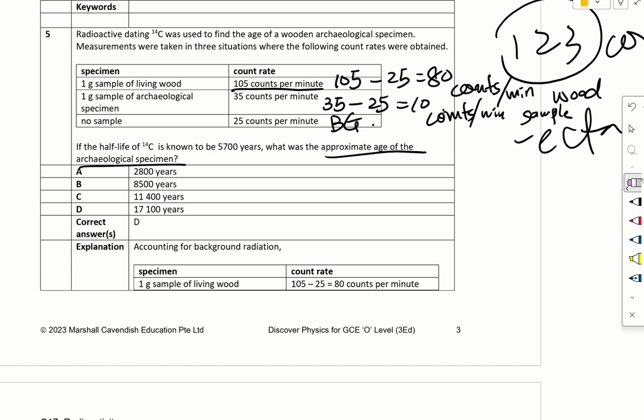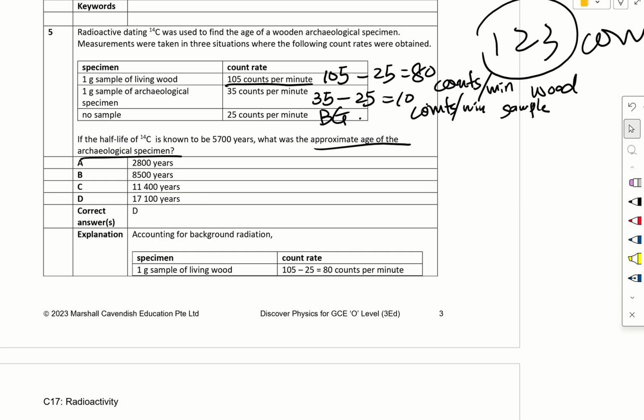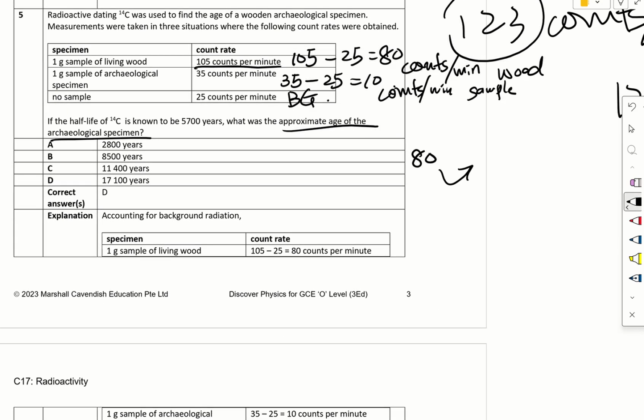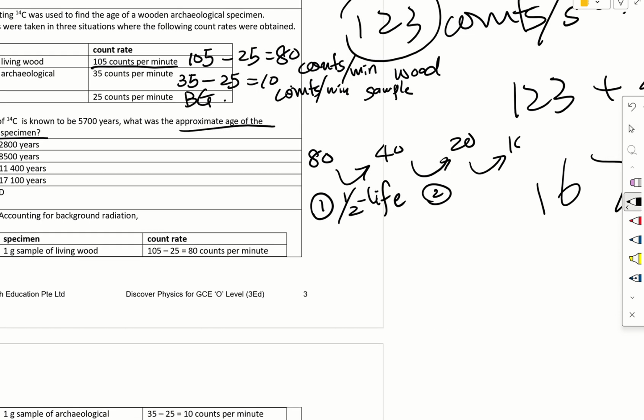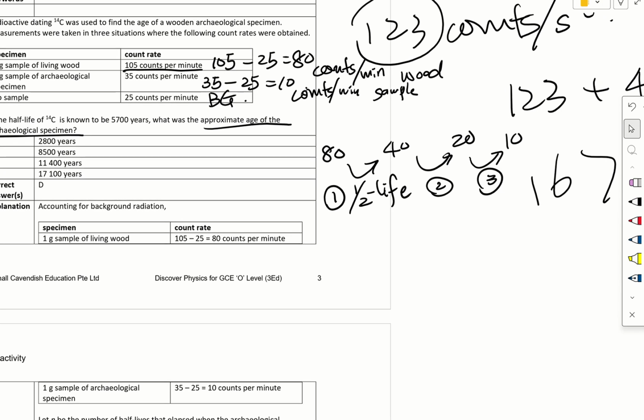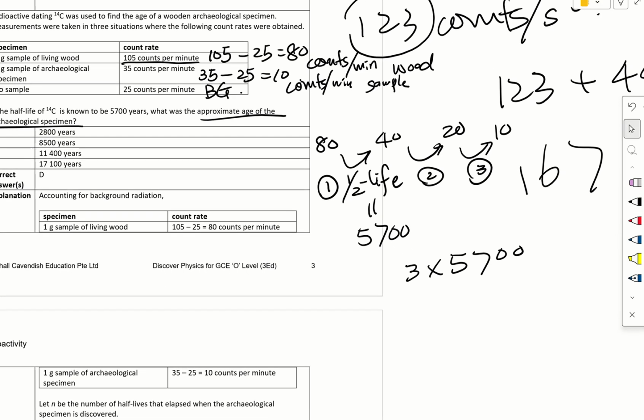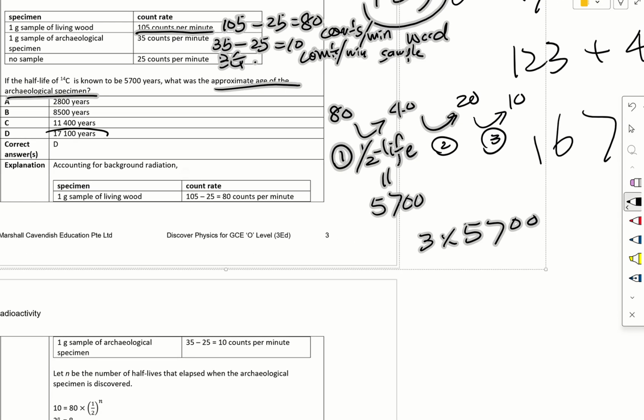So now, how many half-lives has it gone through? So I start off with 80. Okay, so after 1 half-life, I become 40. Then after 1 more half-life, the second half-life, it becomes 20. Then it should drop to 10 after the third half-life. And 1 half-life is equal to 5,700 years. So 3 half-lives will be 3 times 5,700. So the answer will be D.